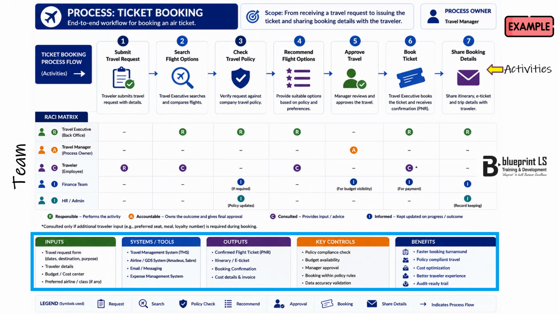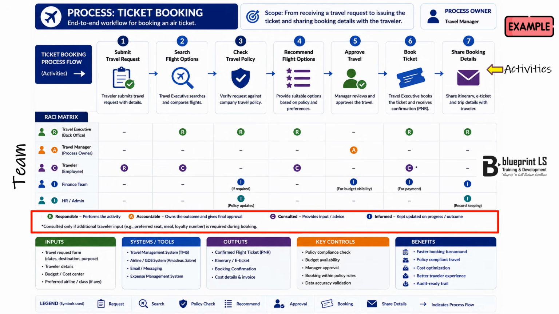The key control section reminds us that policy compliance, approval authority, budget validation, and data accuracy are built into the workflow. Finally, the benefits section summarizes the business value created through clear ownership, faster execution, better compliance, cost control, and improved traveler experience. The footnotes at the bottom are equally important because they explain the meaning of each RACI designation.